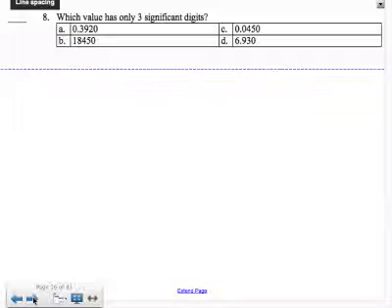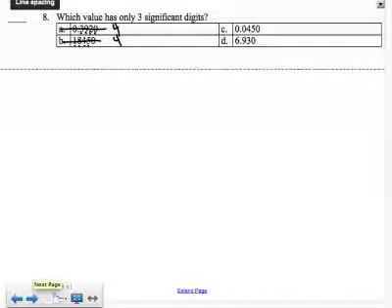Number 8. Which of these has only 3 significant digits? So let's count the significant digits. A has 1, 2, 3. This 0, because it's a trailing 0 after a decimal point, counts. That's 4 significant digits: 1, 2, 3, 4. Well, already that's too many, and that 0 doesn't count, but it's still 4. So that has 4. That has 4.